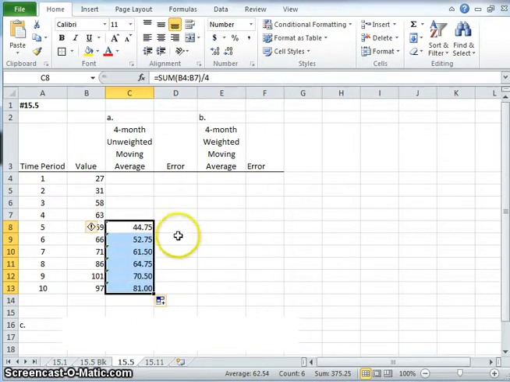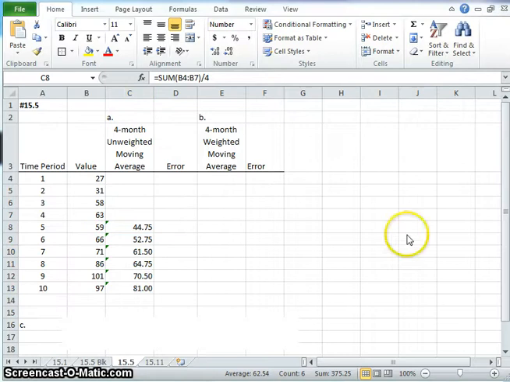We're going to skip the error here for a minute and go ahead with part B. Part B asks for a 4-month weighted moving average. And the weights are given in the book. So you're weighting the most recent period by 4, the previous one by 2, and then the 2 ones before that by 1 each.